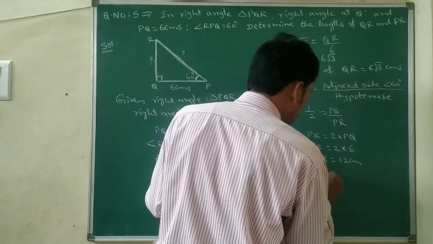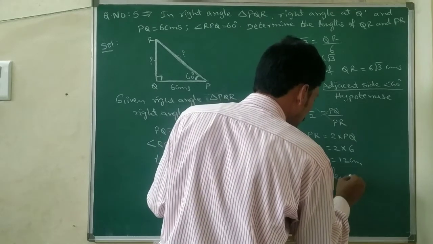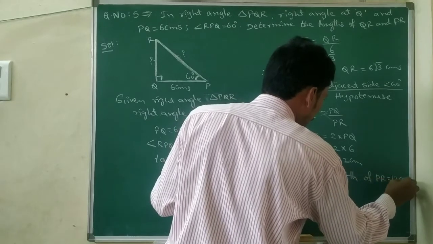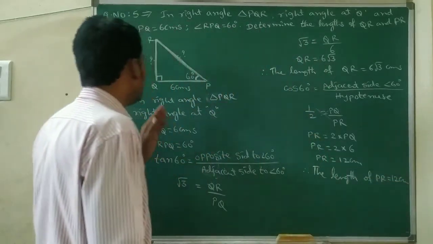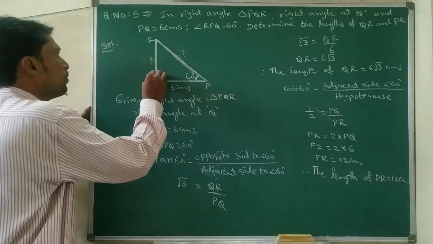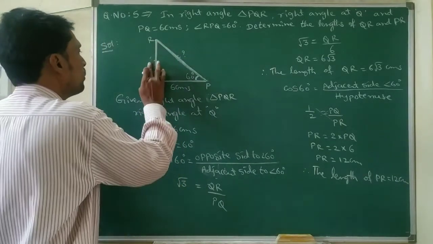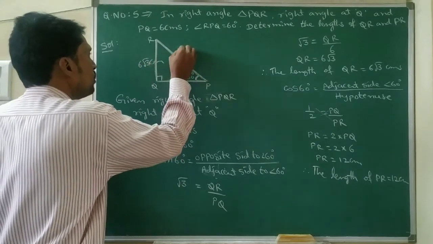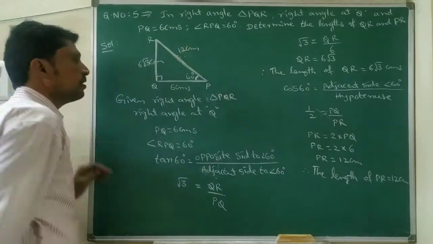Therefore, the length of PR equals 12 centimeters. So here now we got it. QR value we got, 6 root 3 centimeters, and PR value we got, 12 centimeters.